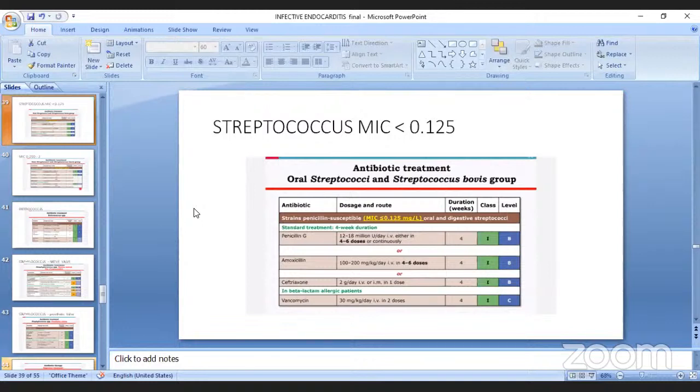So now let me make it very easy for you. What is the catch point of streptococcus? MIC of less than 0.125. You have to remember only this: monotherapy of penicillin or amoxicillin or ceftriaxone will work for 4 weeks. Do not give these antibiotics for less than 4 weeks. If the patient is beta lactam allergic, then you have to give vancomycin, again for 4 weeks. Okay. It is very easy.